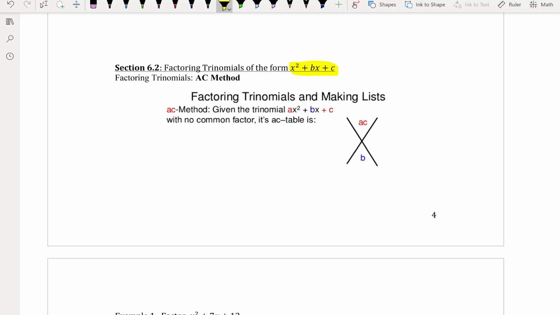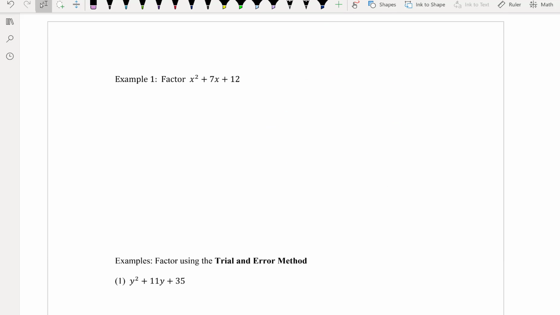So the AC method has this guide where we draw an X, A times C is up on top and B is on the bottom. And we're going to use this type of format, which is going to be a useful tool when we are factoring trinomials. So here we go. We want to go ahead and factor this trinomial.